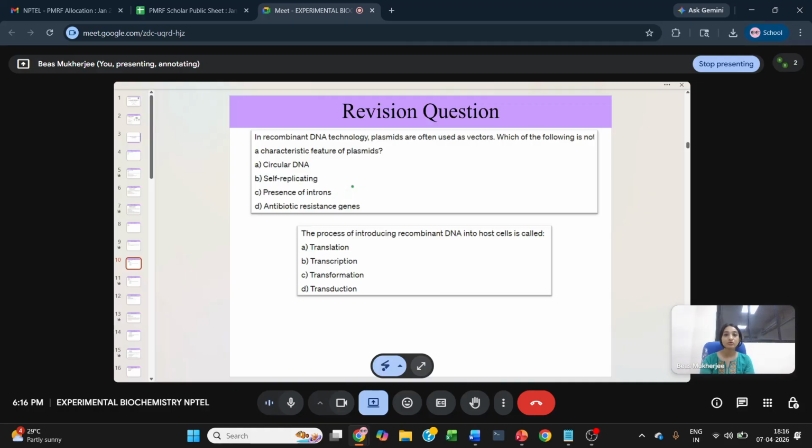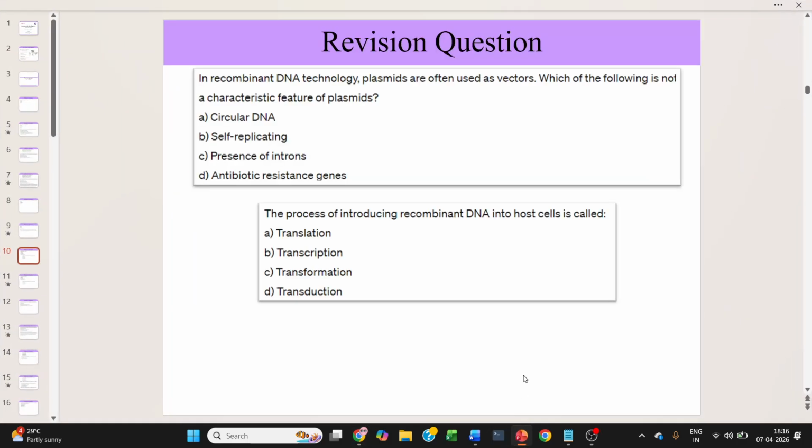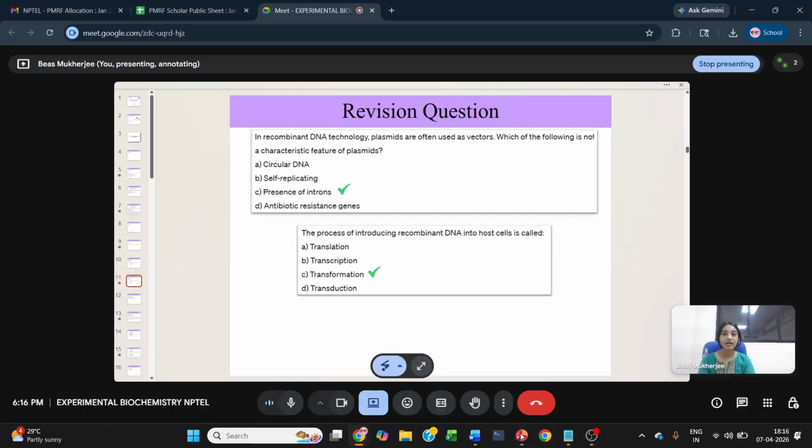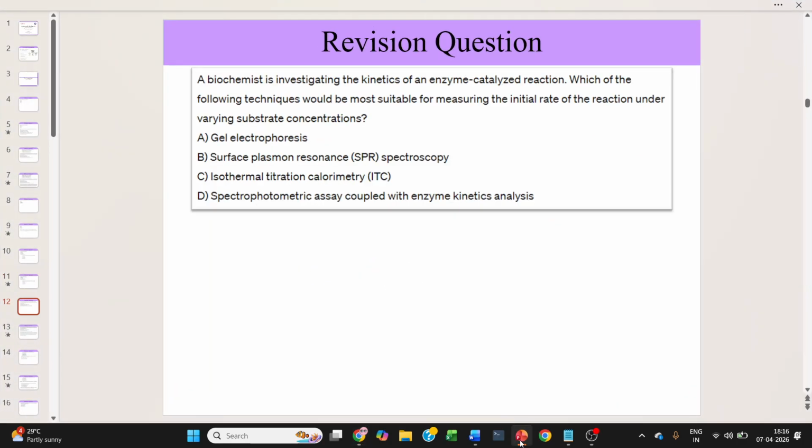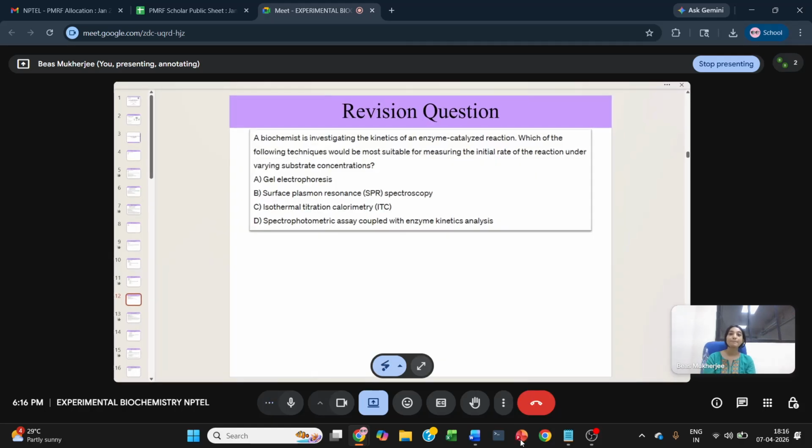What about the next one? The process of introducing recombinant DNA into the host cell is, okay, what is it? Translation, transcription, transformation, and transduction. It is transformation if the host cell is bacteria. But if it is done using a virus, then the process is transduction. Okay, now we will look at the right answers. So the right answers are presence of introns and transformation. So uptake of foreign DNA into the cell is known as transformation. Okay. If it is mediated by a virus, then it is transduction. Okay.